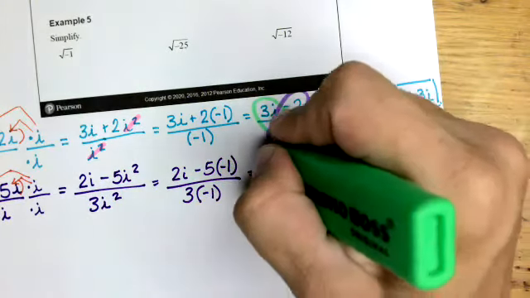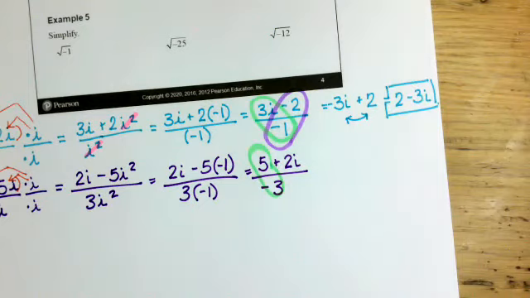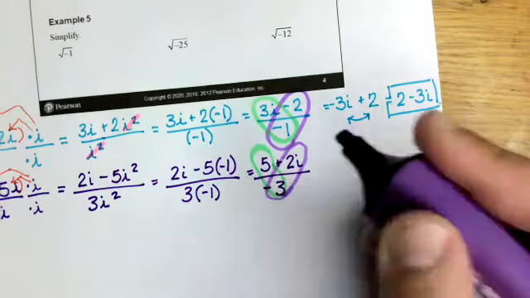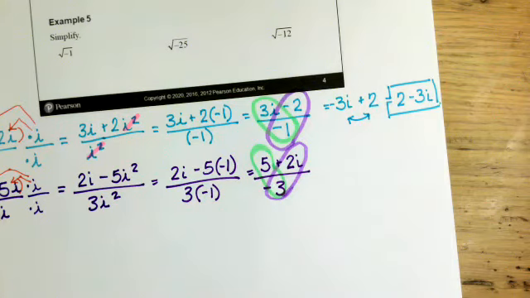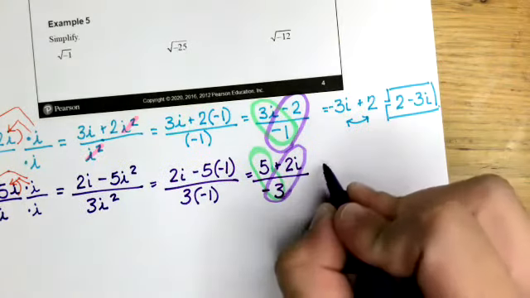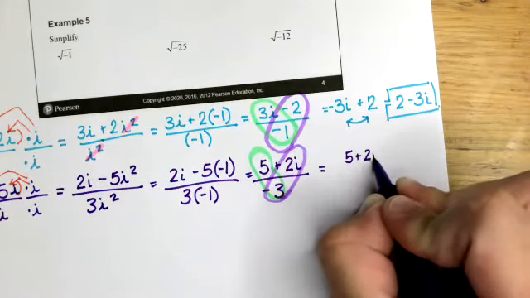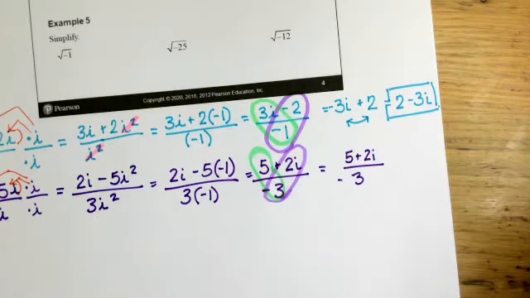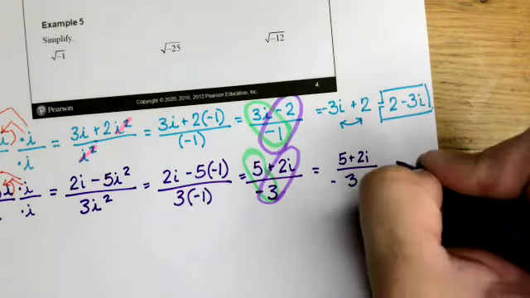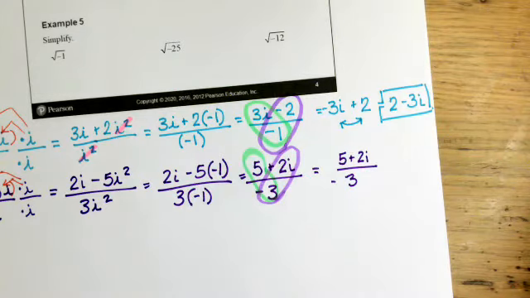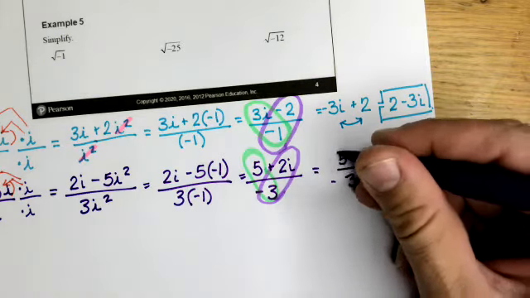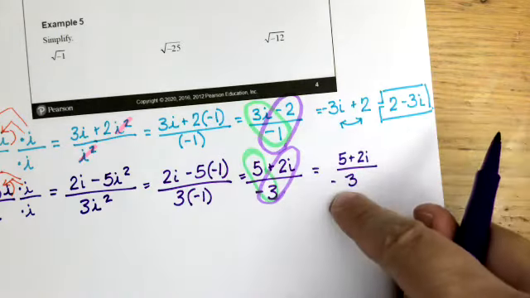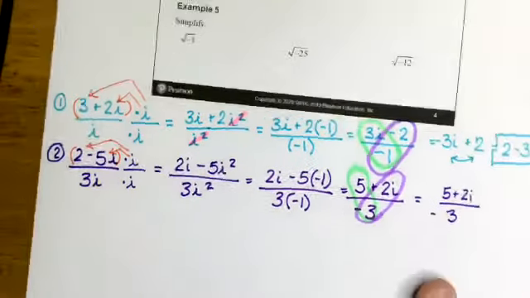We can look again. Can I simplify this? Does -3 go into 5? No. Does -3 go into 2i? No. So it cannot be simplified. So we can just leave it as 5 plus 2i over -3. Which I guess you could change to -5 minus 2i over 3. You could put the negative sign out in front and put these in parentheses, or you could leave the negative sign with the 3. Anyway, that does not matter.